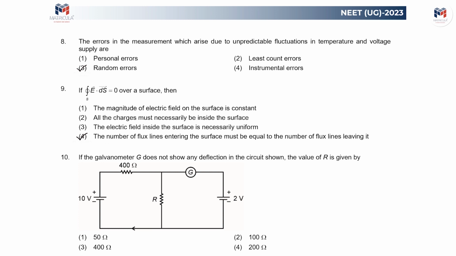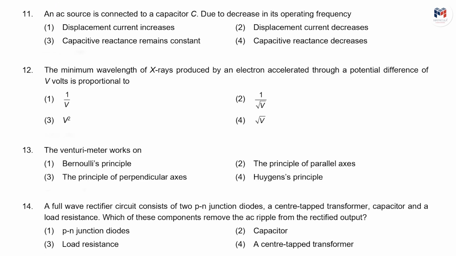Question number 10. If the galvanometer G does not show any deflection in the circuit shown, the value of R is given by. The answer is option number 2, 100 ohm. Question number 11. An AC source is connected to a capacitor C due to decrease in its operating frequency. The answer is option number 2. Displacement current decreases.